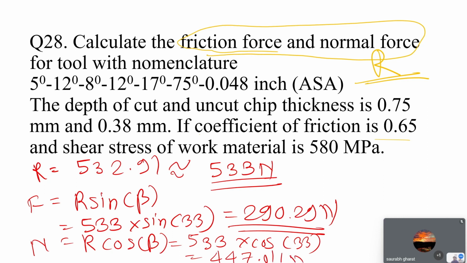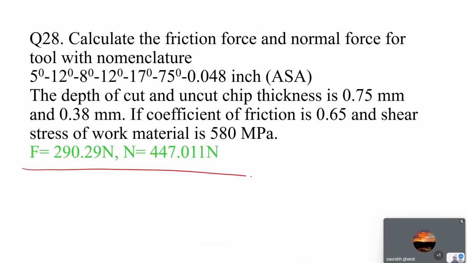447.011 Newton. Okay, we got the answer for both. It is mentioned here, and this is your correct answer. So how did you calculate it? We first find out beta, then find out phi. Phi you can get from the Merchant circle equation.